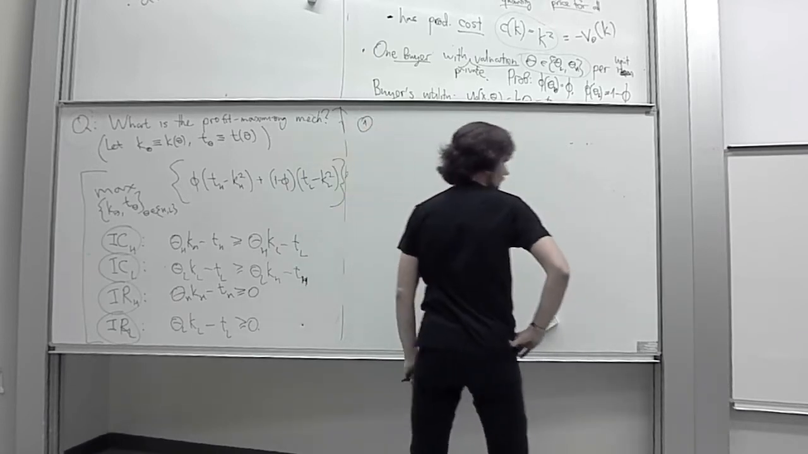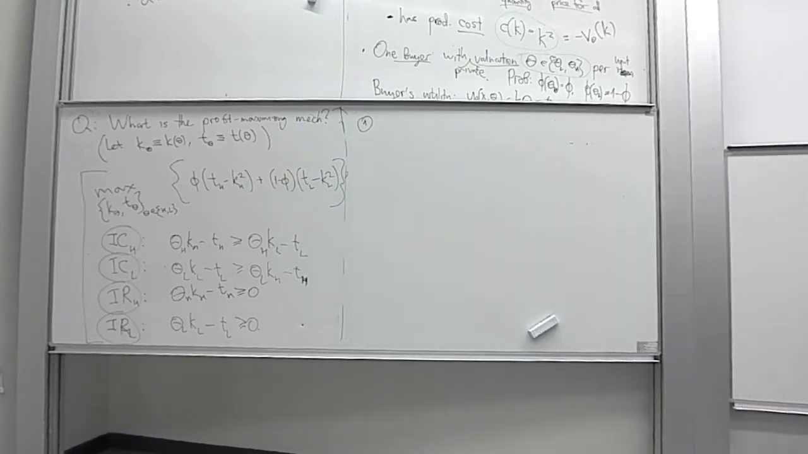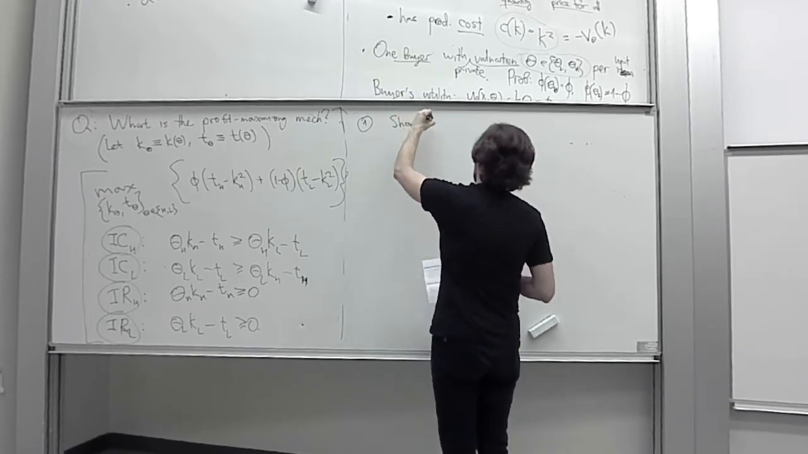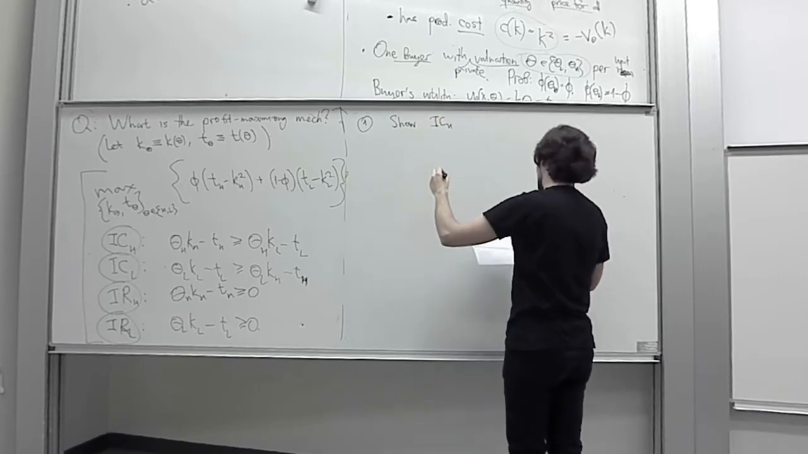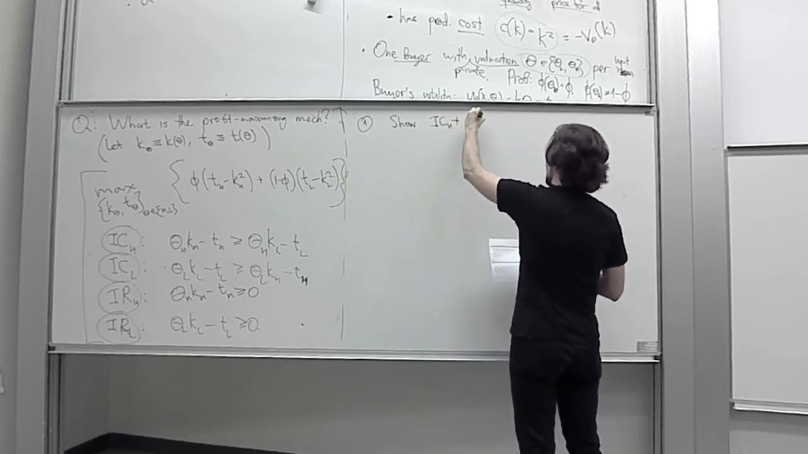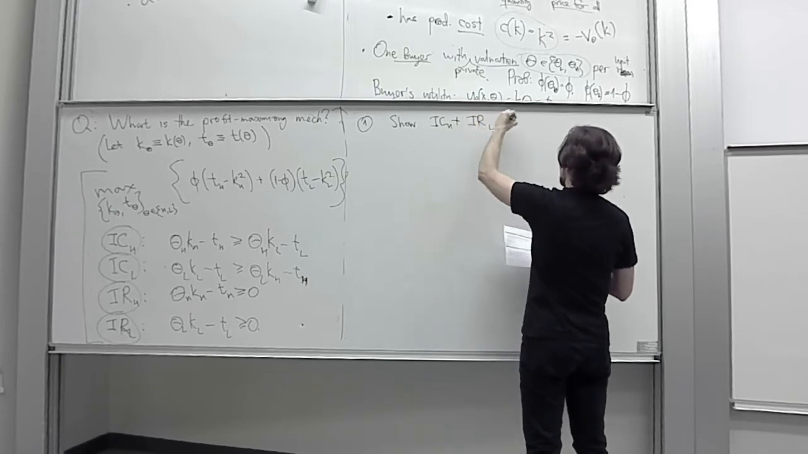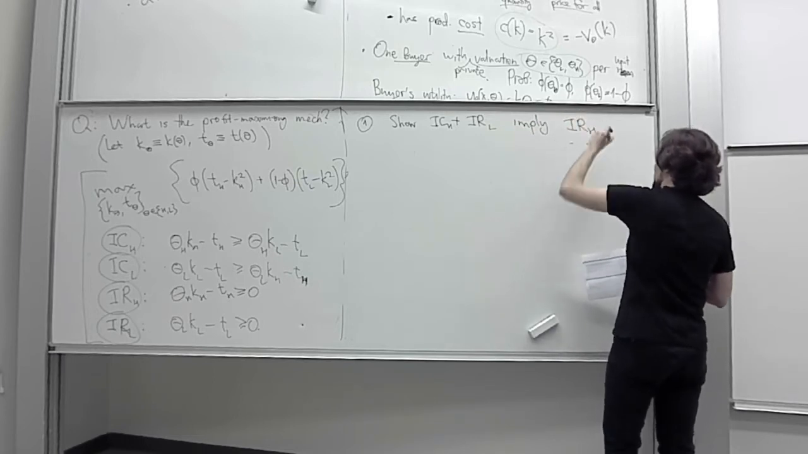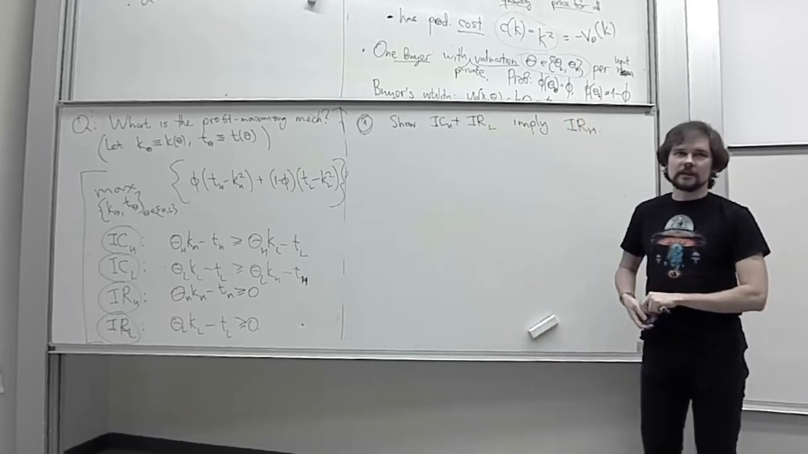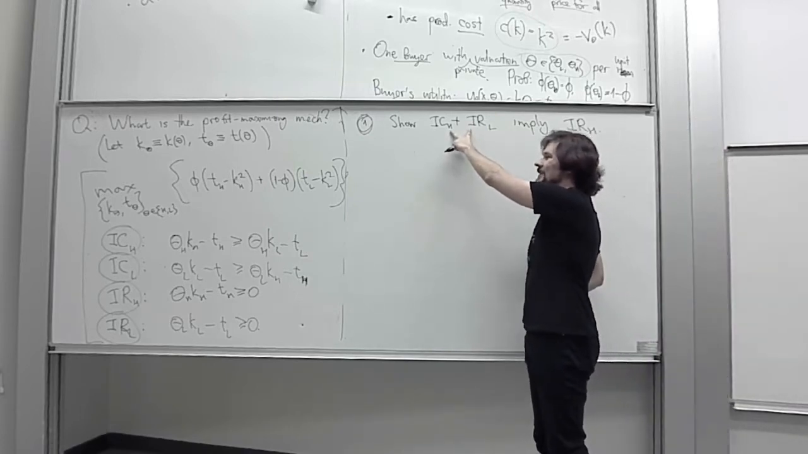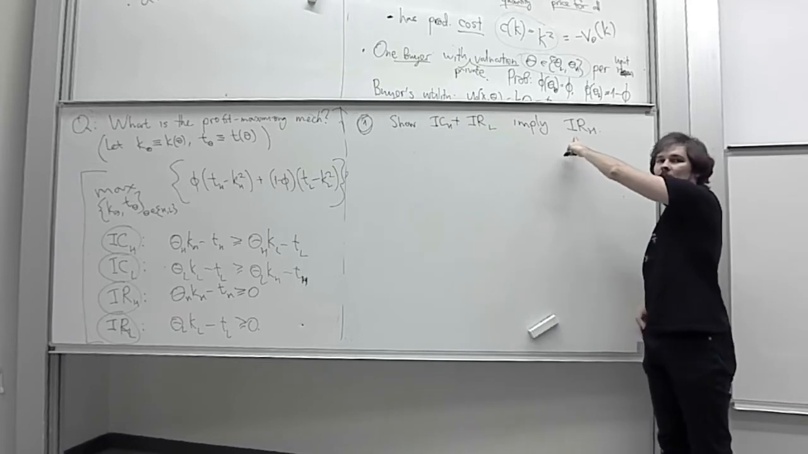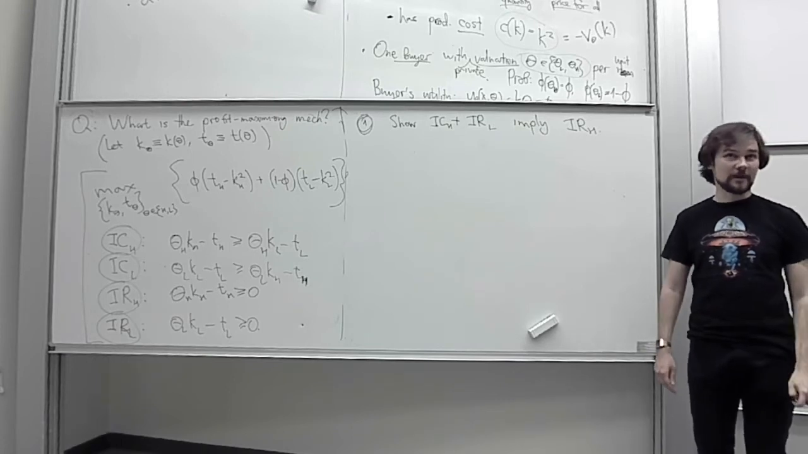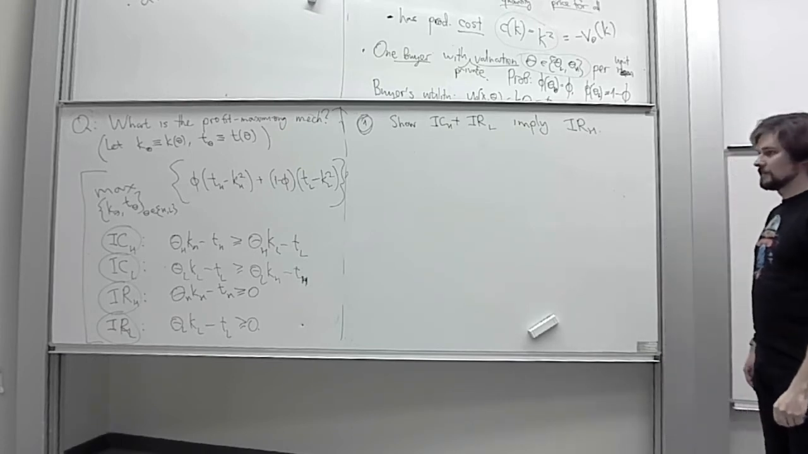Step one is to show that incentive compatibility of the high type and individual rationality for the low type imply IRH. Meaning that if these two conditions hold, then this condition will hold automatically. So we can just drop it from our problem and forget about it, because it will be satisfied automatically. So let's do that.